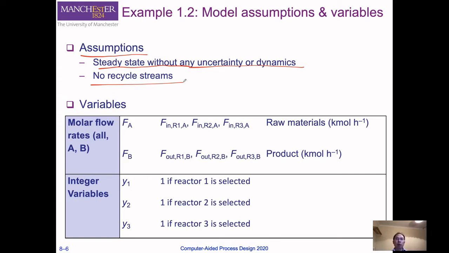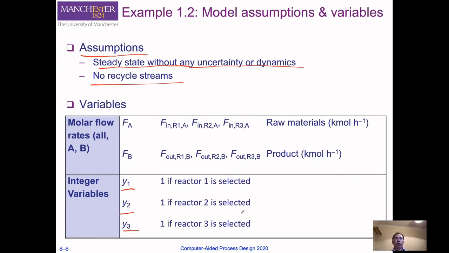Variables are usually used to denote what we want to determine, as we want to determine which reactor or reactors are selected. So we need to define integer variables y1, y2, y3. y1 is used to denote if reactor 1 is selected or not. If y1 is equal to 1, that means reactor 1 is selected. If y1 is equal to 0, that means reactor 1 is not selected.